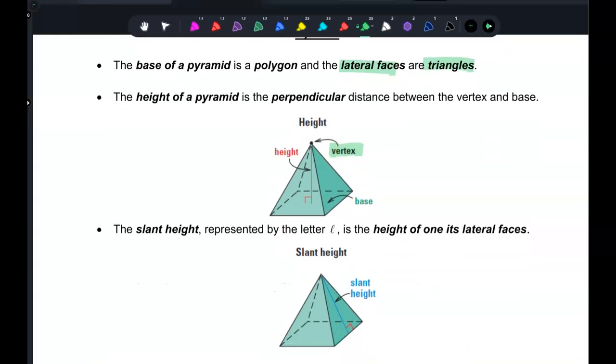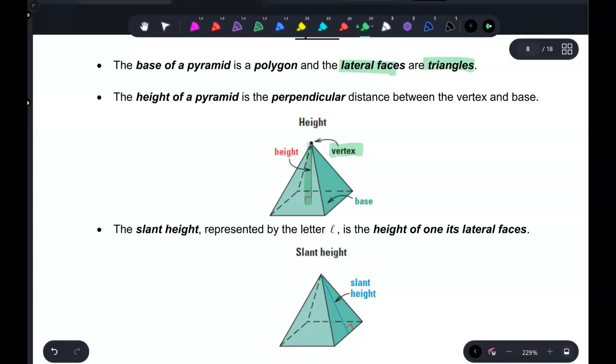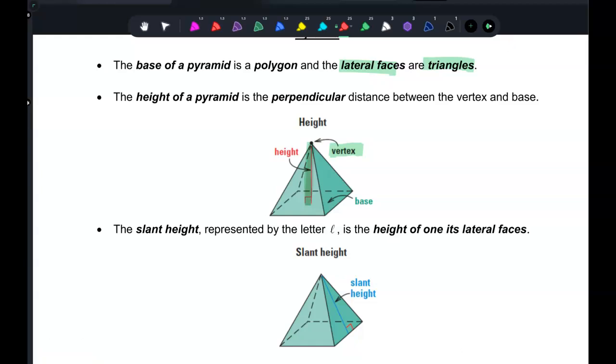Okay. Now, you know when we had a prism, we had just the height of the prism or height of the cylinder. It's a little more confusing with pyramids. We have two different heights. We have the height that goes right through the middle, and then we have some height that's on the outside of the shape. And that's called the slant height.